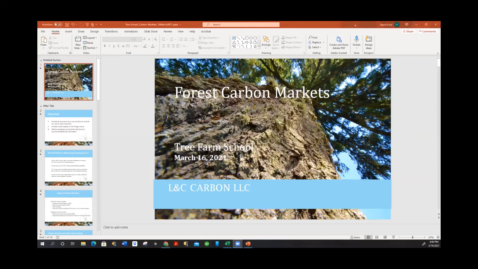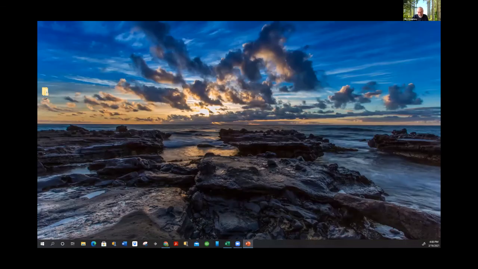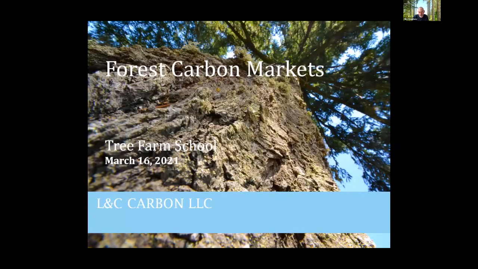So this is amazing. David Ford is a professional forester with 44 years experience. In 2010, he founded L&C Carbon. He serves as president and CEO. L&C Carbon works with forest landowners and others to sustainably manage their properties, expand revenue streams, including selling carbon stored in trees in voluntary and regulated markets. David is also a senior fellow with the American Forest Foundation, which is the sponsor of the Tree Farm program, and they also have a forest incentive program, a carbon incentive program. So David, tell us about forest carbon markets.